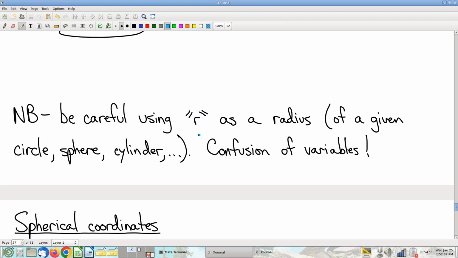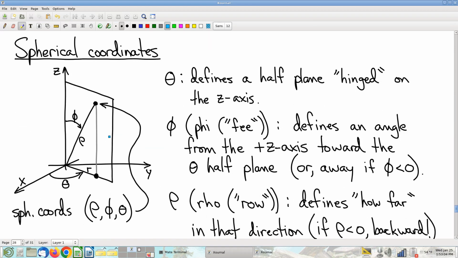Now what you can do, and this is no problem at all, you can use capital R. No problem at all. Right? Or you could do like R naught. Also perfectly fine. Any sort of modified version, you could do R star or something like that. But you can't use just r by itself. Okay, moving along to spherical coordinates.